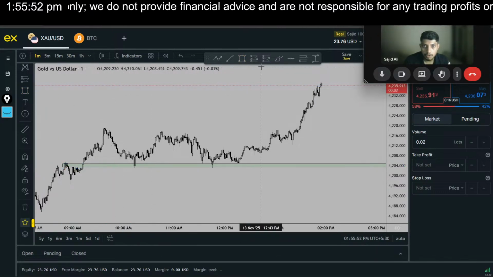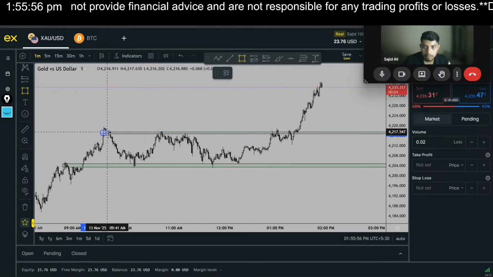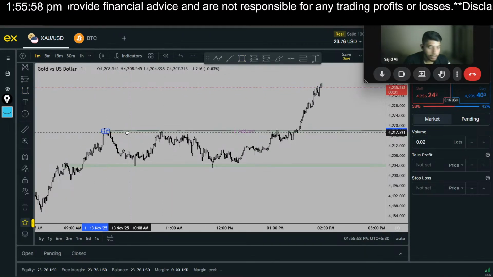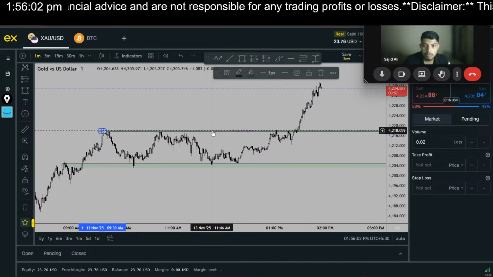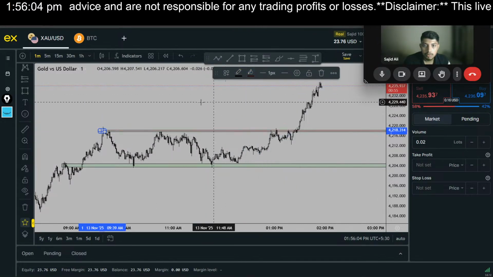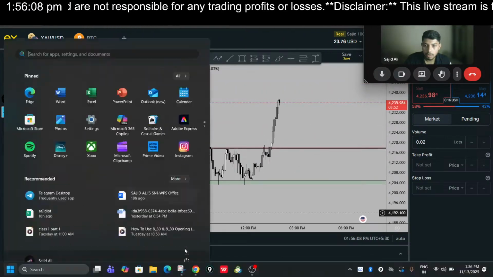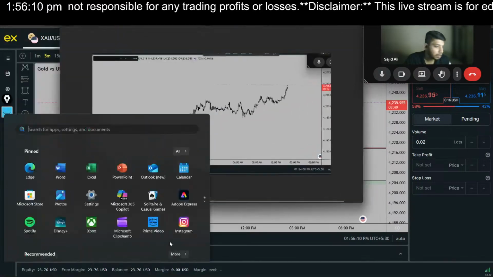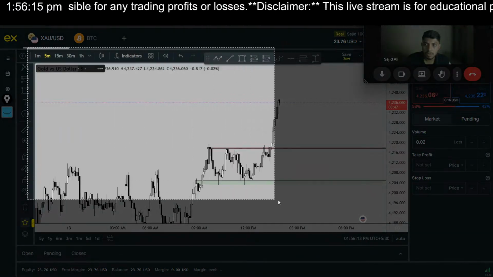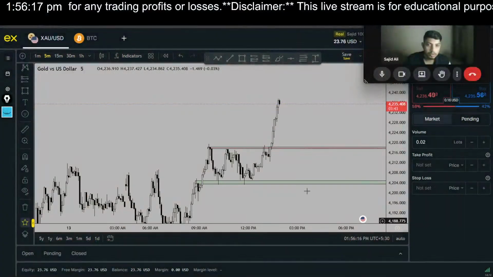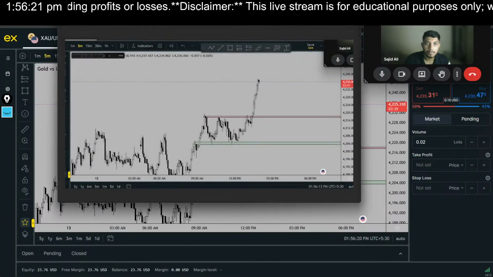Okay, this is my support level, right? And this is my resistance level. Okay, I have marked my levels here. Again, I'll just take a screenshot. And ChatGPT Pro version is free, I guess, now. Copy.